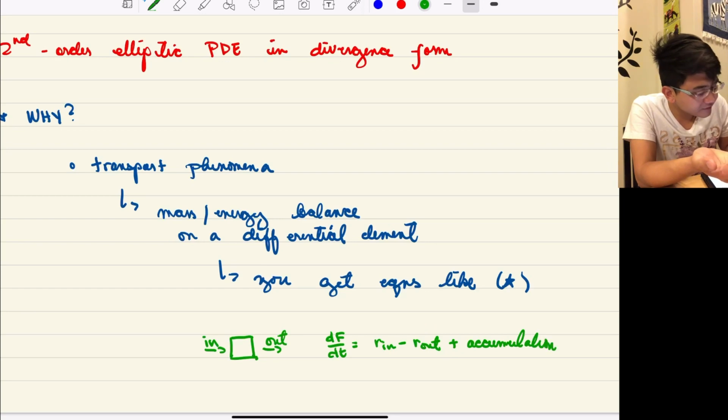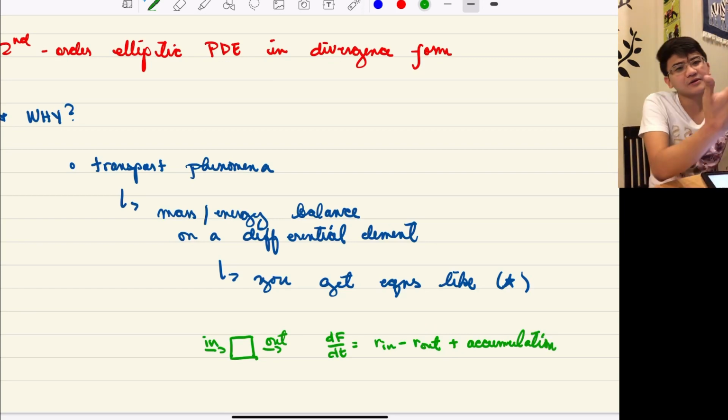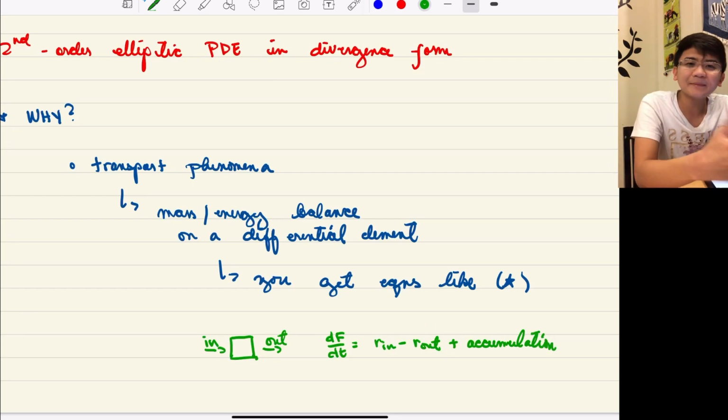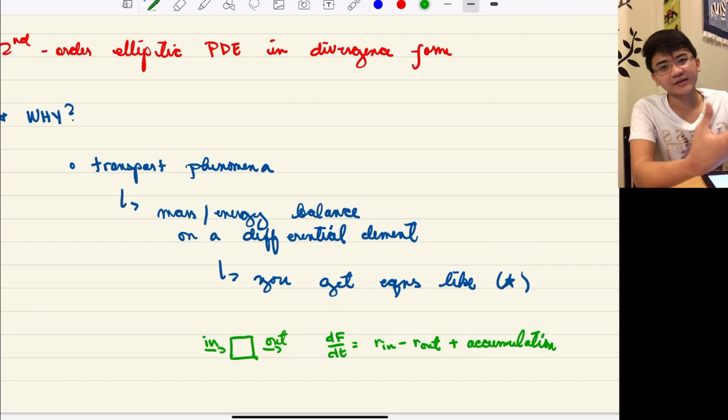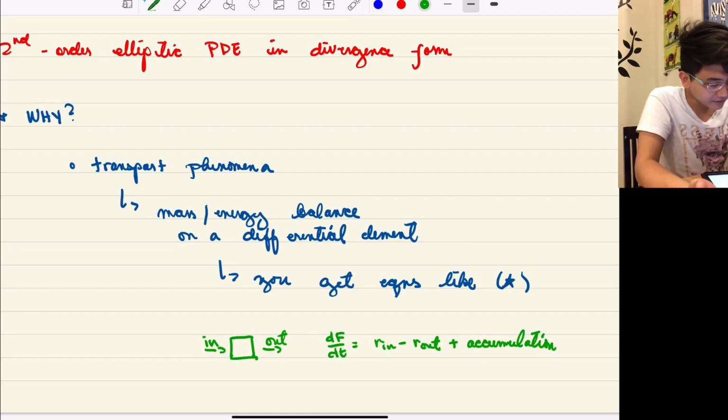Now, if you do this for a differential element, and there are other things, you typically get PDEs of the form star, or star with other terms. In particular, let's see.